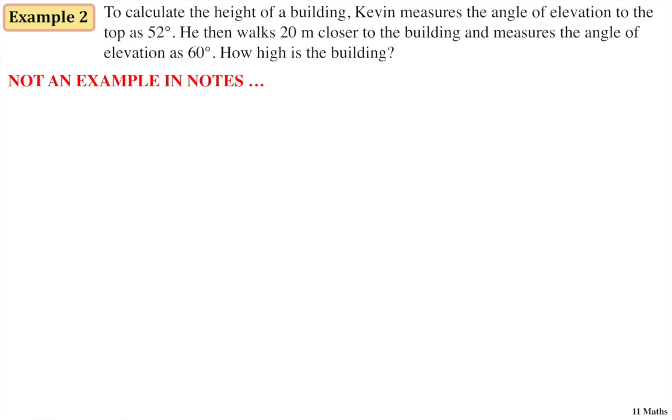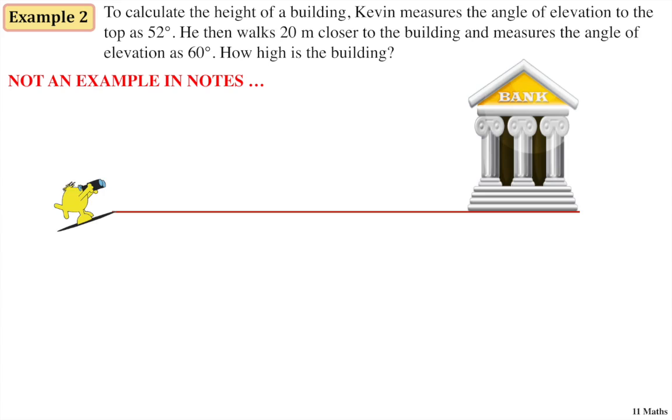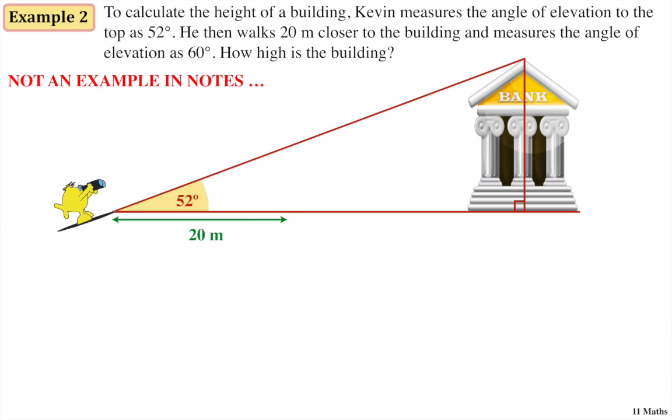All right, here's another example. This is not in your notes, so just watch this one, see what happens. To calculate the height of a building, Kevin measures the angle of elevation to the top as 52 degrees. He then walks closer and measures the angle of elevation as 60 degrees. How high is the building? So let's draw a bit of a picture. He's looking and it's 52 degrees to the top of the building. Then he moves 20 meters closer, and when he looks, it's 60 degrees to the top of the building. So he needs to find out how high the building is.